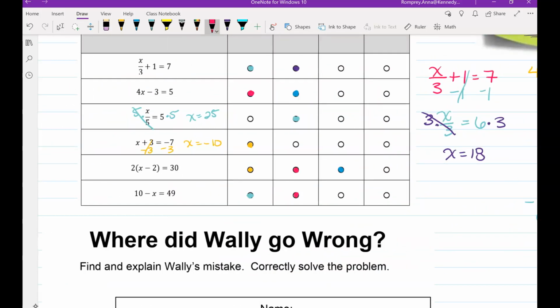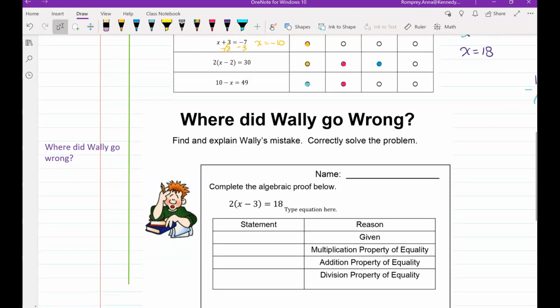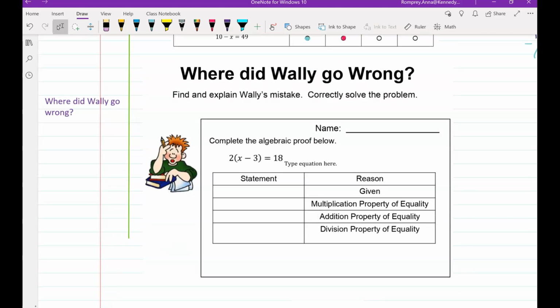So when solving, just keep in mind what properties we are using, because that is why we are able to get that variable by itself. All right, so just one more. You don't have to print this out. I just kind of want to go through this. Where did Wally go wrong? All right, so if we look at this, I don't know why that says type equation here. Oops. Okay, so complete the algebraic proof.